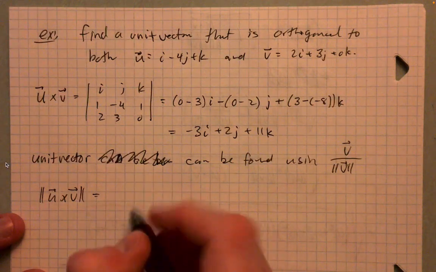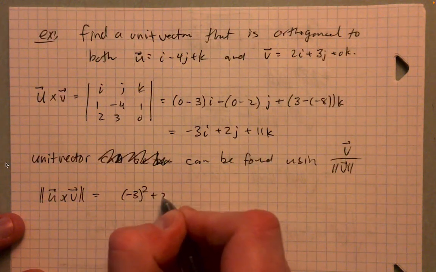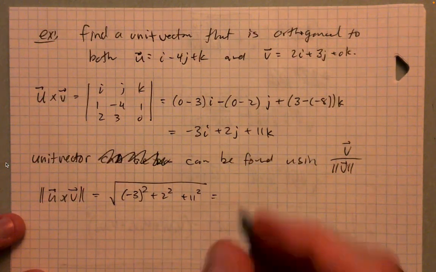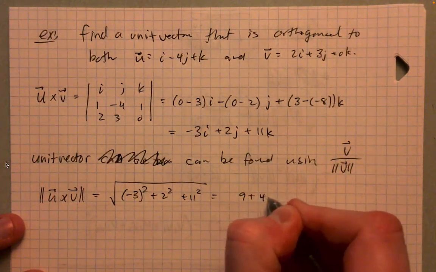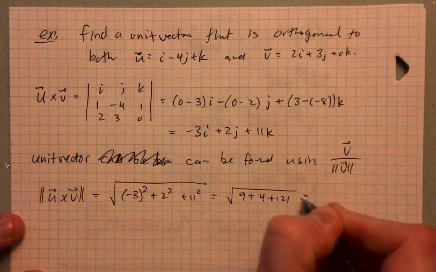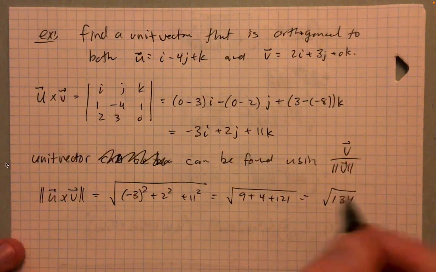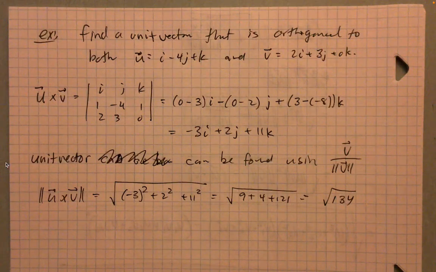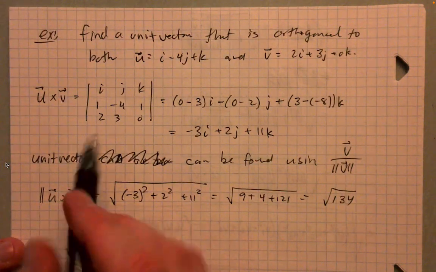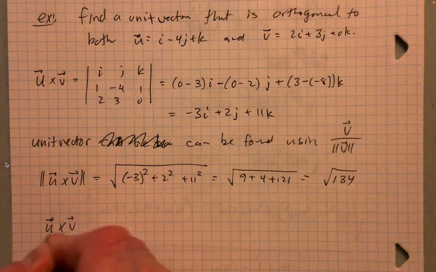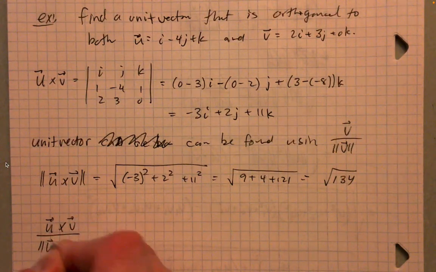That's going to be negative 3 squared plus 2 squared plus 11 squared, square root of that. And we get 9 plus 4 plus 121, and we get 134, square root of 134. Not a nice, pretty easy number, but that is the length of u cross v. And so then an orthogonal unit vector would just be u cross v divided by its norm.